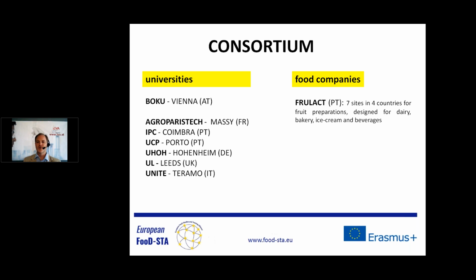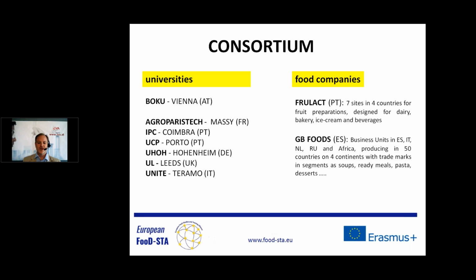We have a Portuguese company called Frulact, which is a worldwide operating company dealing with fruit preparations and flavorings. We have GB Foods from Spain, also acting worldwide with lots of subsidiaries in the food business. And as an accompanying partner, we also have a very small Swiss company called Nestlé. Maybe you have heard of them from time to time.